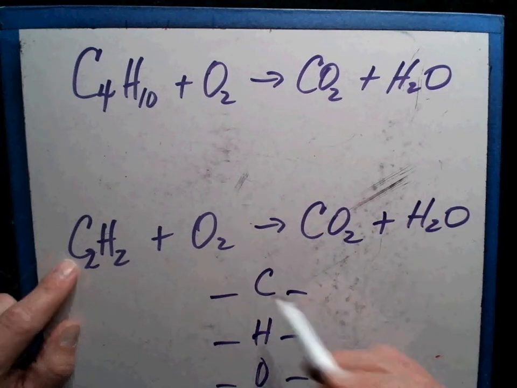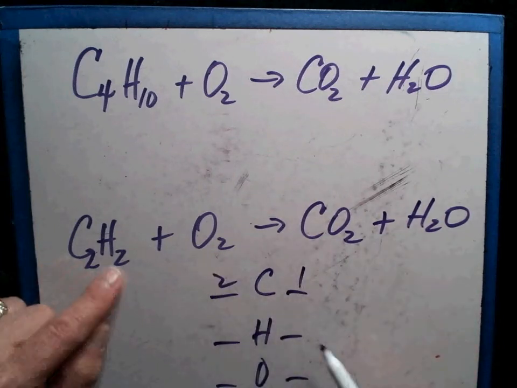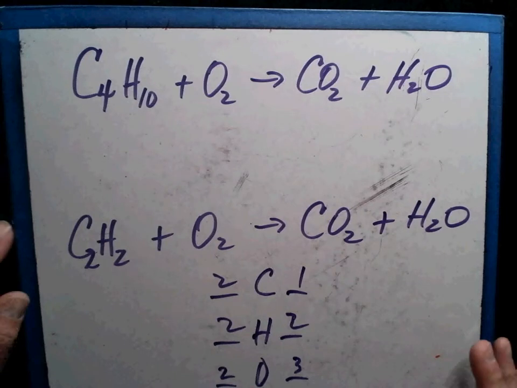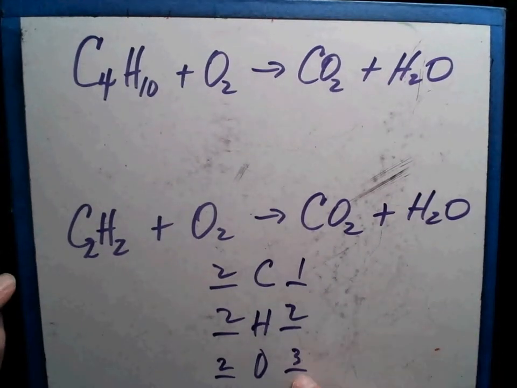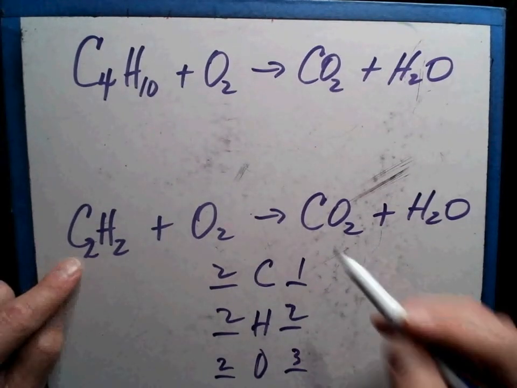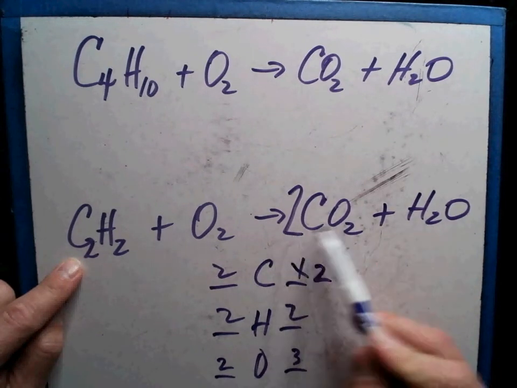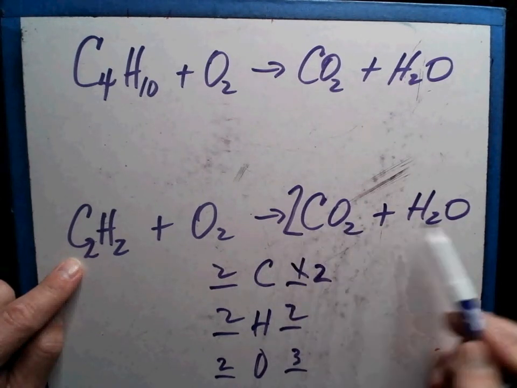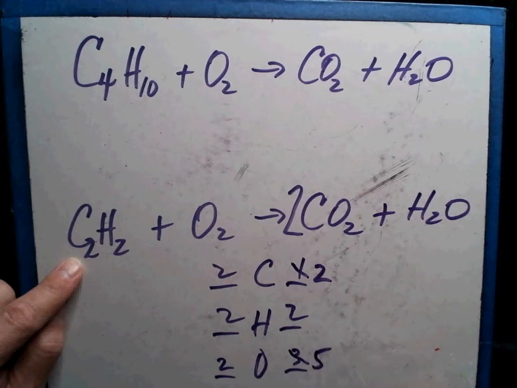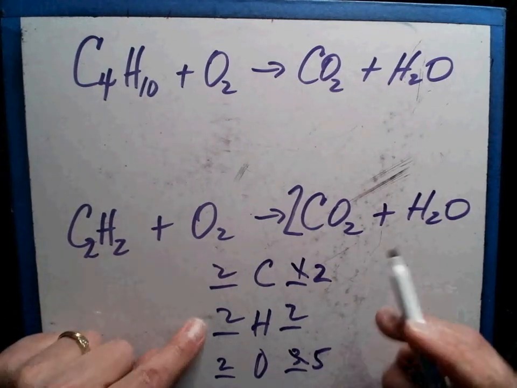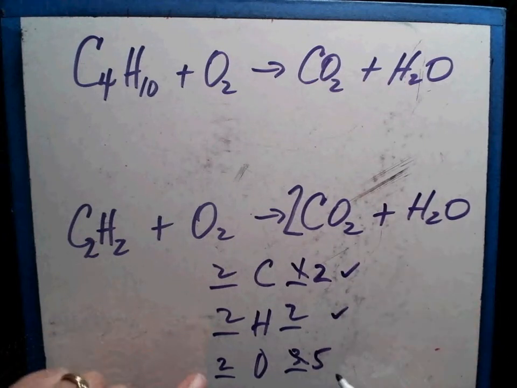2 carbons, 1 carbon. 2 hydrogens, 2 hydrogens. That one's fixed so far. 2 oxygens and 3 oxygens. So I've got to be careful. Remember, oxygens are last. So fix my carbons first. I'm going to put a 2 there. That fixes my carbons. But who did I mess up? Well, it changed my oxygen numbers. That's 4. That's 5 right now. Hydrogens are already fixed. So my carbons are fixed and my hydrogens are fixed, but I can't make that work.